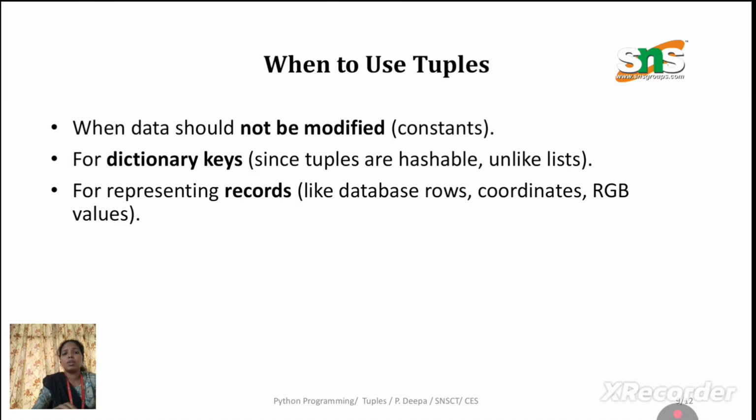So why do we use tuples? Tuples cannot be modified, so they are constant. So we use tuples in some programming concepts where only constant values are needed. That time we call tuples. Tuples can be used as keys, since tuples are hashable, unlike lists. They represent records like database rows, coordinates, RGB values, matrices, etc.